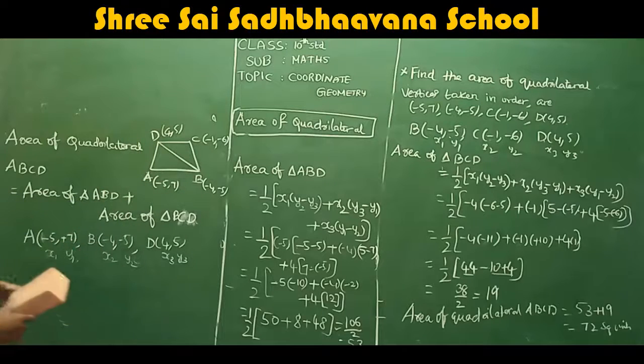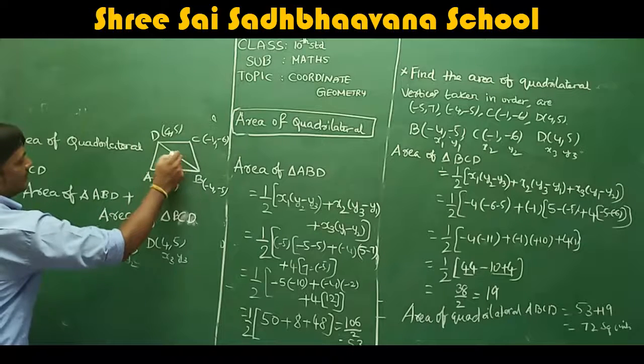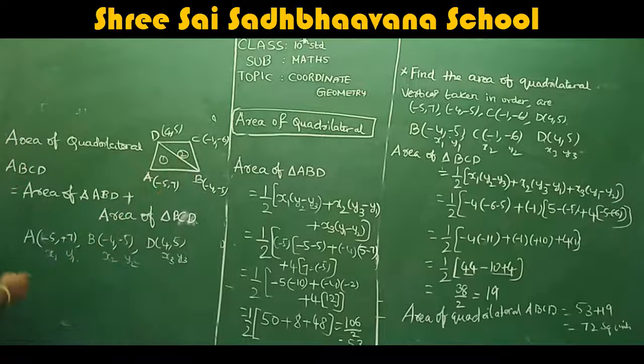So what triangles did we get? We got triangle ABD and triangle BDC. So the area of quadrilateral ABCD can be written as the area of triangle ABD plus the area of triangle BCD. So the total area is divided into two parts. We do that because we know only the area of a triangle, so that's the reason we are dividing the area into two parts.